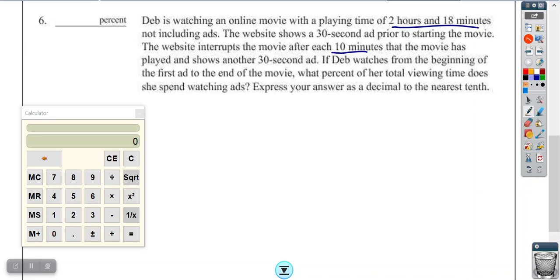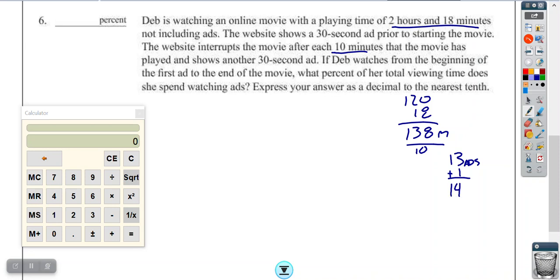So I need to convert the hours into minutes, so that's 120 for 2 hours plus 18, so that is a total of 138 minutes of viewing time. So then, how many groups of 10 minutes go into 138? Well, that's 13.8. So we don't get to the 14th ad. Divide that by 10, and so there are 13 ads throughout the movie. However, that does not include the ad that starts at the beginning. So we have to add the ad she has to watch in the beginning, so that's 14 total ads.